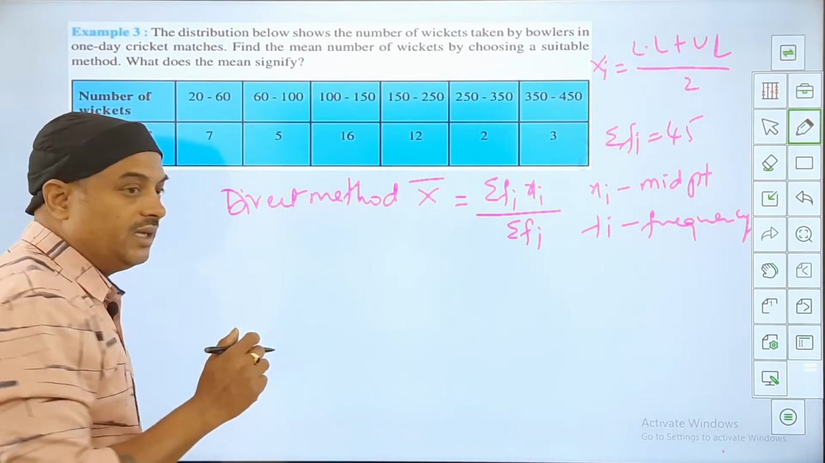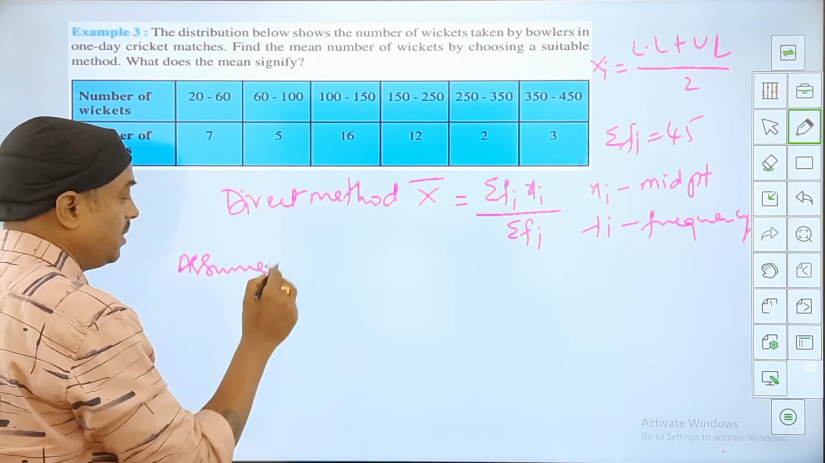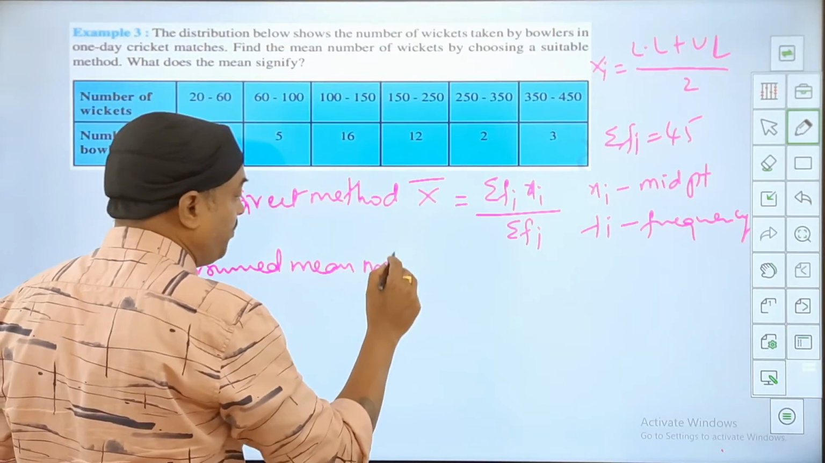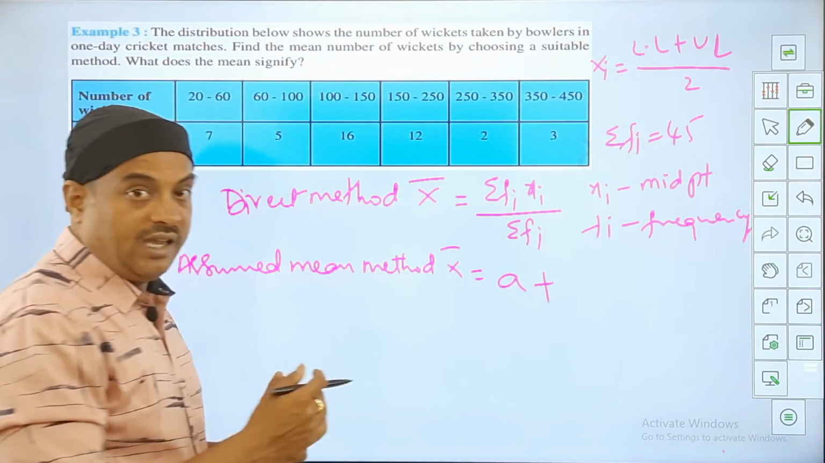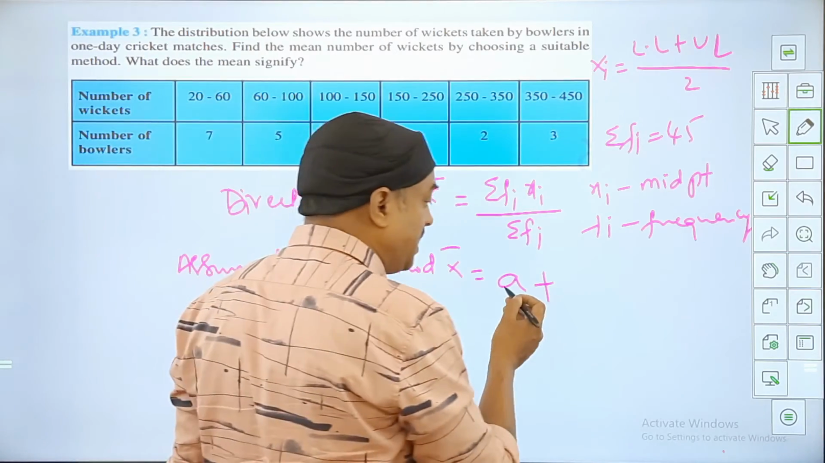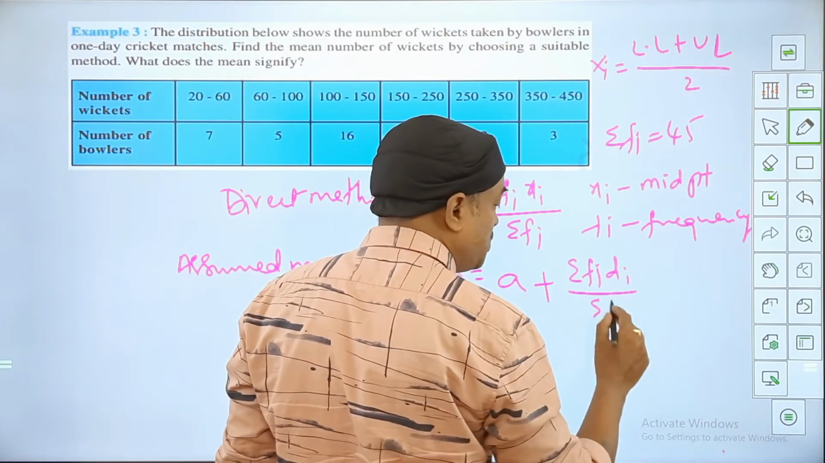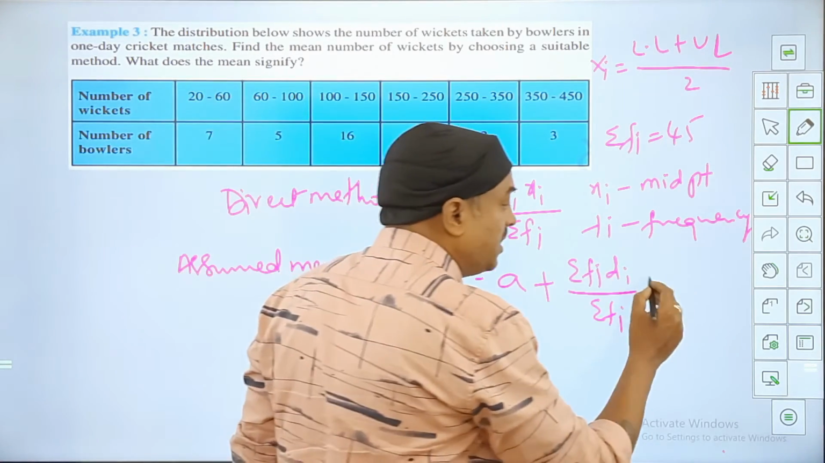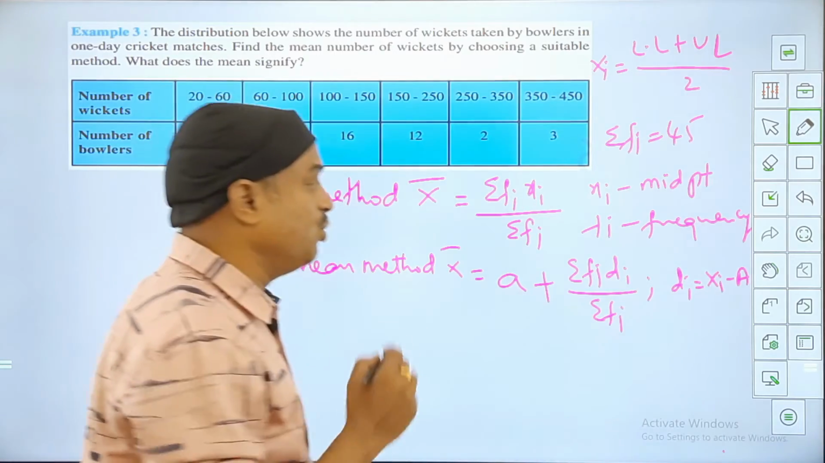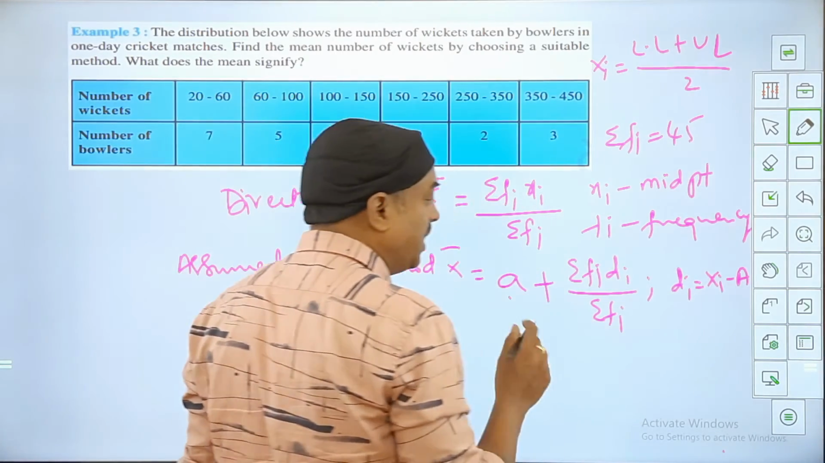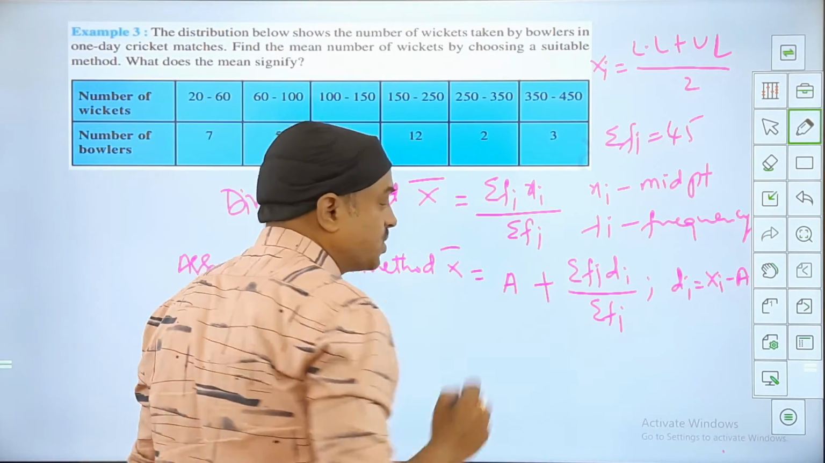Okay. The second method is called the assumed mean method. So what is the assumed mean method here? We'll take an assumed value A from the midpoints, and then the formula is A plus summation fi di upon summation fi. So what is di, my friend? Di is xi minus a, which is the assumed mean. You can use a capital A instead of small a for this. So this is the formula.